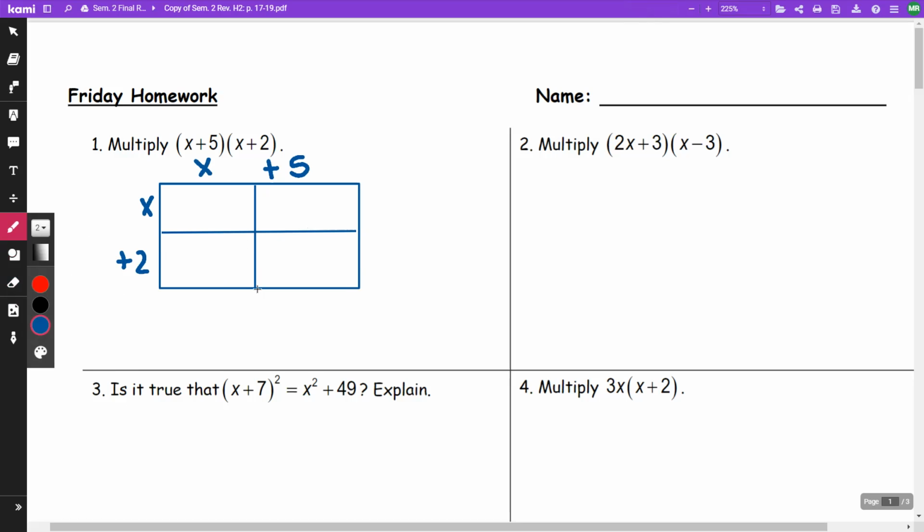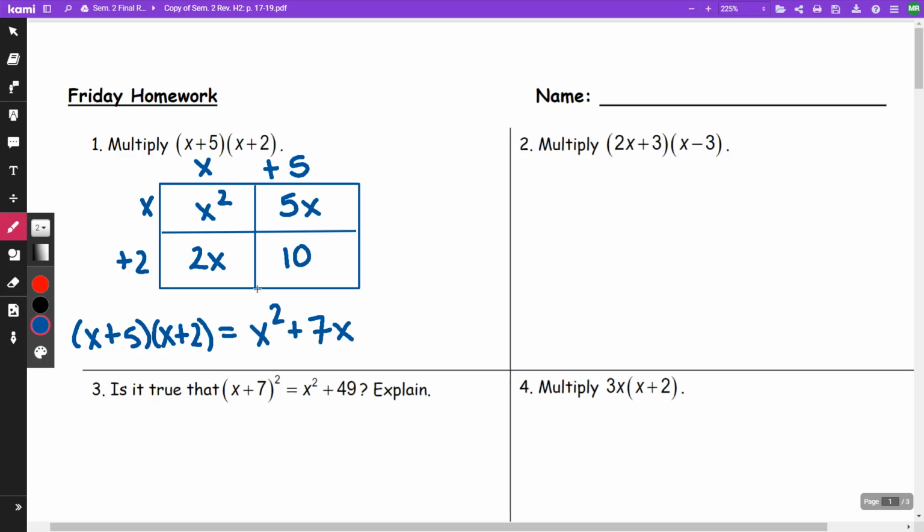And when I do, I'm going to get an x squared, 5x, 2x, and a 10. So x plus 5 times x plus 2, which is the area as a product, is equal to the area as a sum, which is x squared plus 7x plus 10. And I'm getting the 7x from this 5x and this 2x.